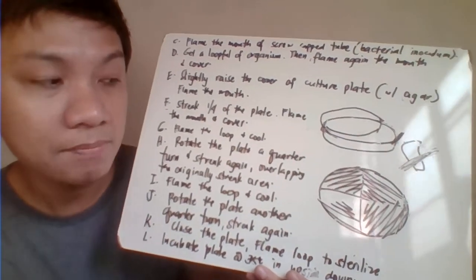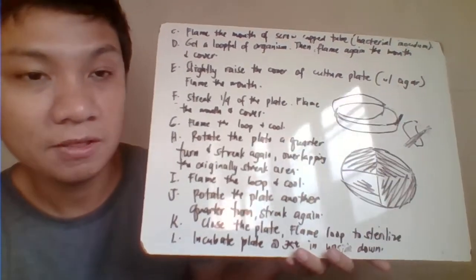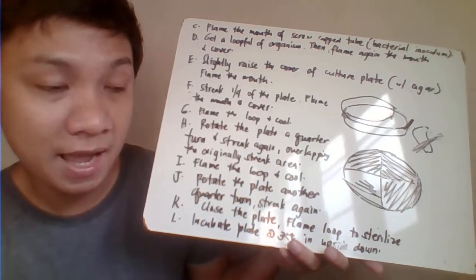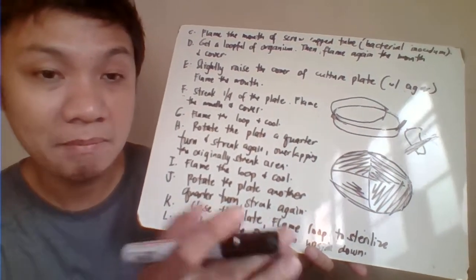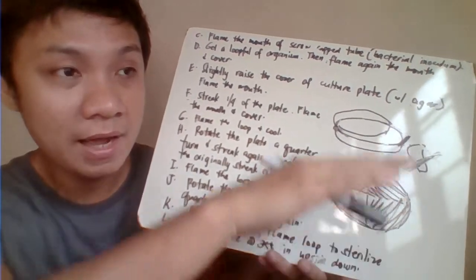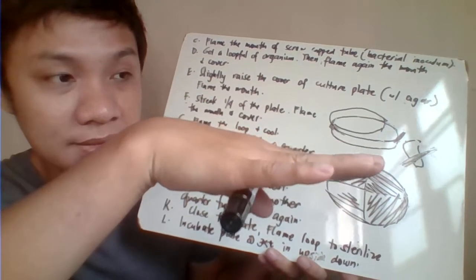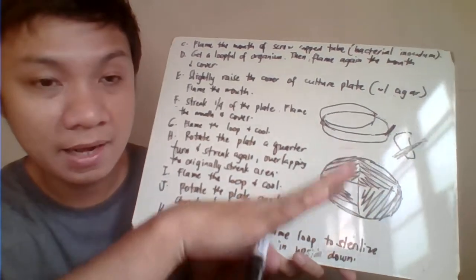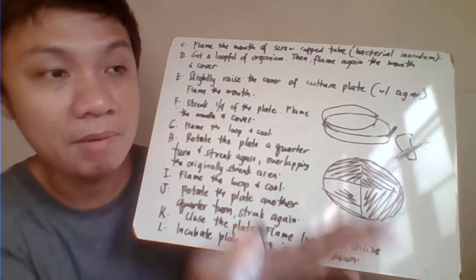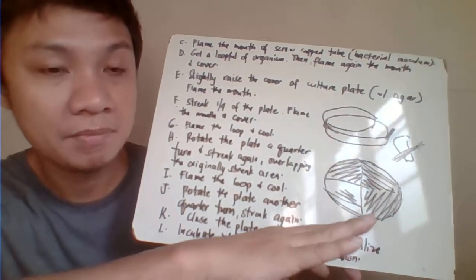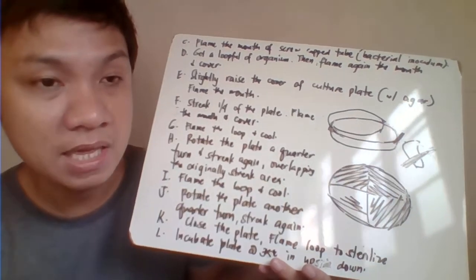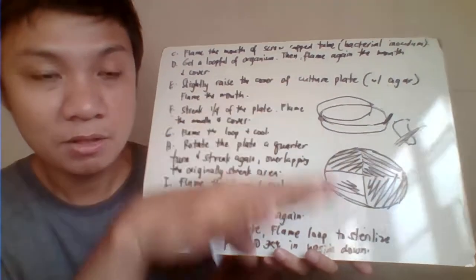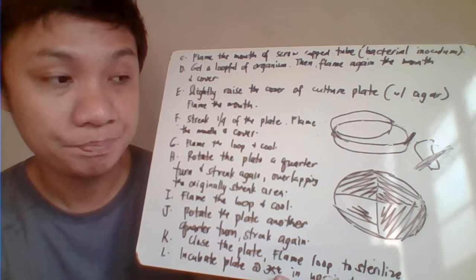Pag nag-incubate tayo ng plate, okay, you try to put that one in upside down. Okay, so minsan ibabalik mo rin. Minsan ang agar mo ay nasa taas. Okay, and then try to put that one in the incubator. Hindi pwede na ang agar mo sa baba. Ibabalik mo rin ang petri dish na may agar natin which has already inoculated na organism and try to put that one in your incubator.